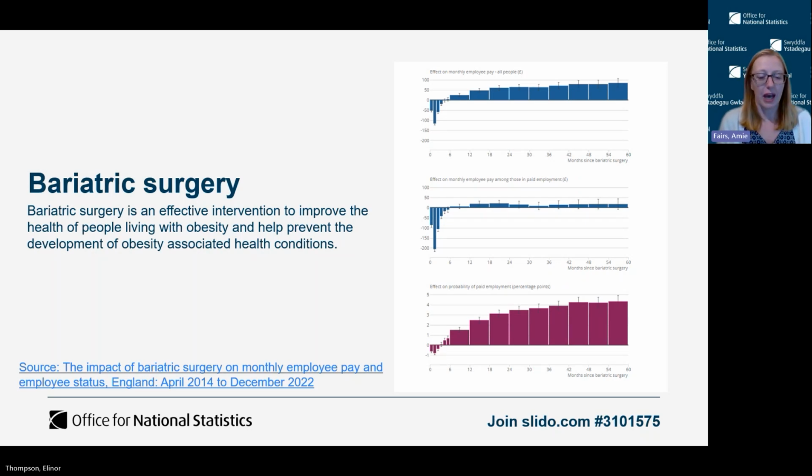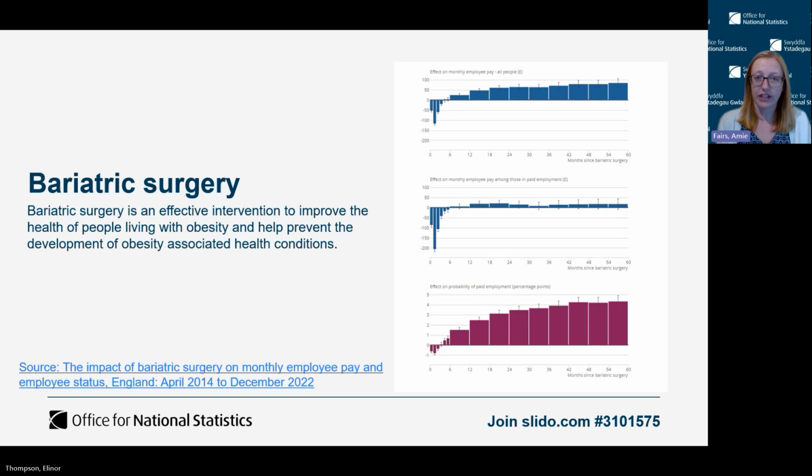So these are all fantastic ideas, and I think I can keep that word cloud and think back on it afterwards. But now I'm going to talk about 3 different releases that we've recently had. So this is a really new area, and our first release that came out of this was on bariatric surgery in October. And this looked at people who have had bariatric surgery and then looked at their employee pay in the months up to 5 years after surgery.